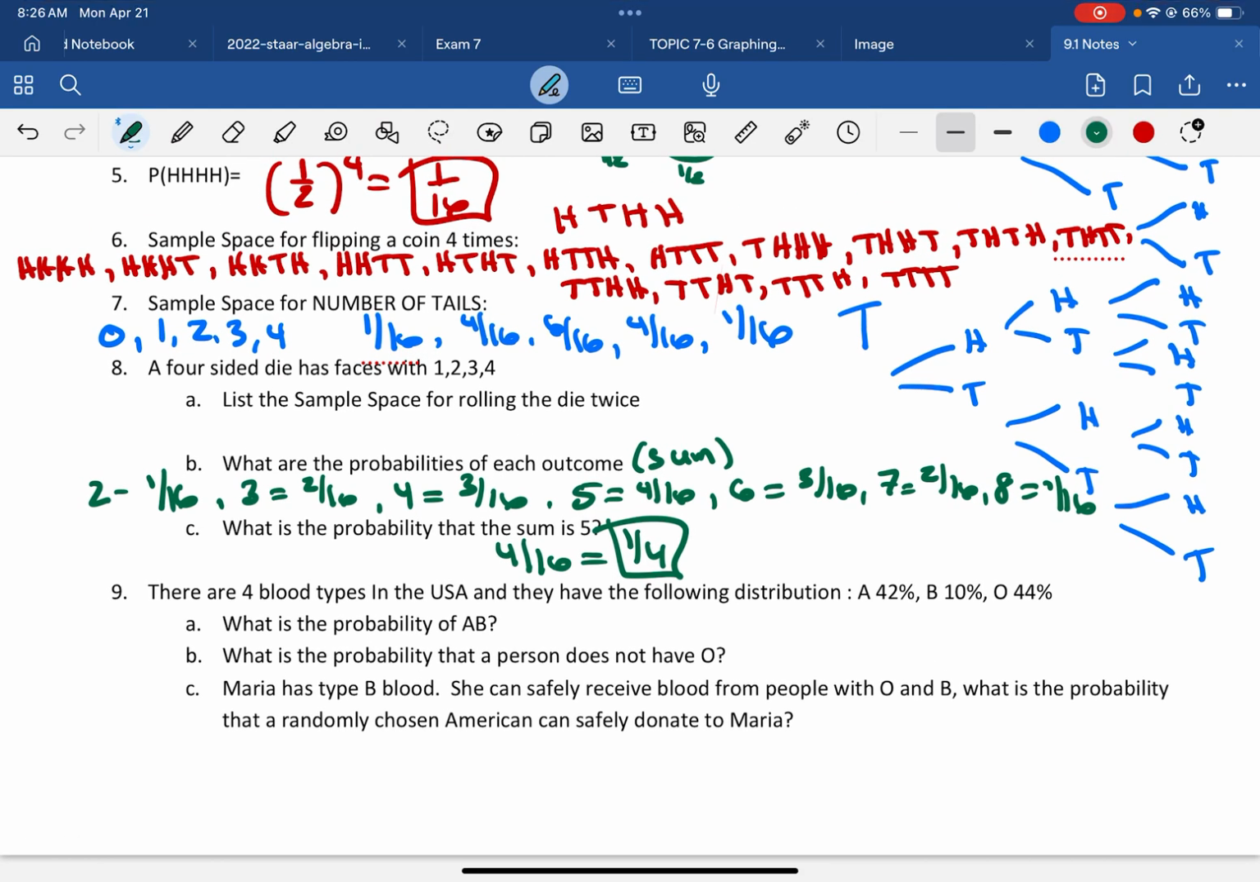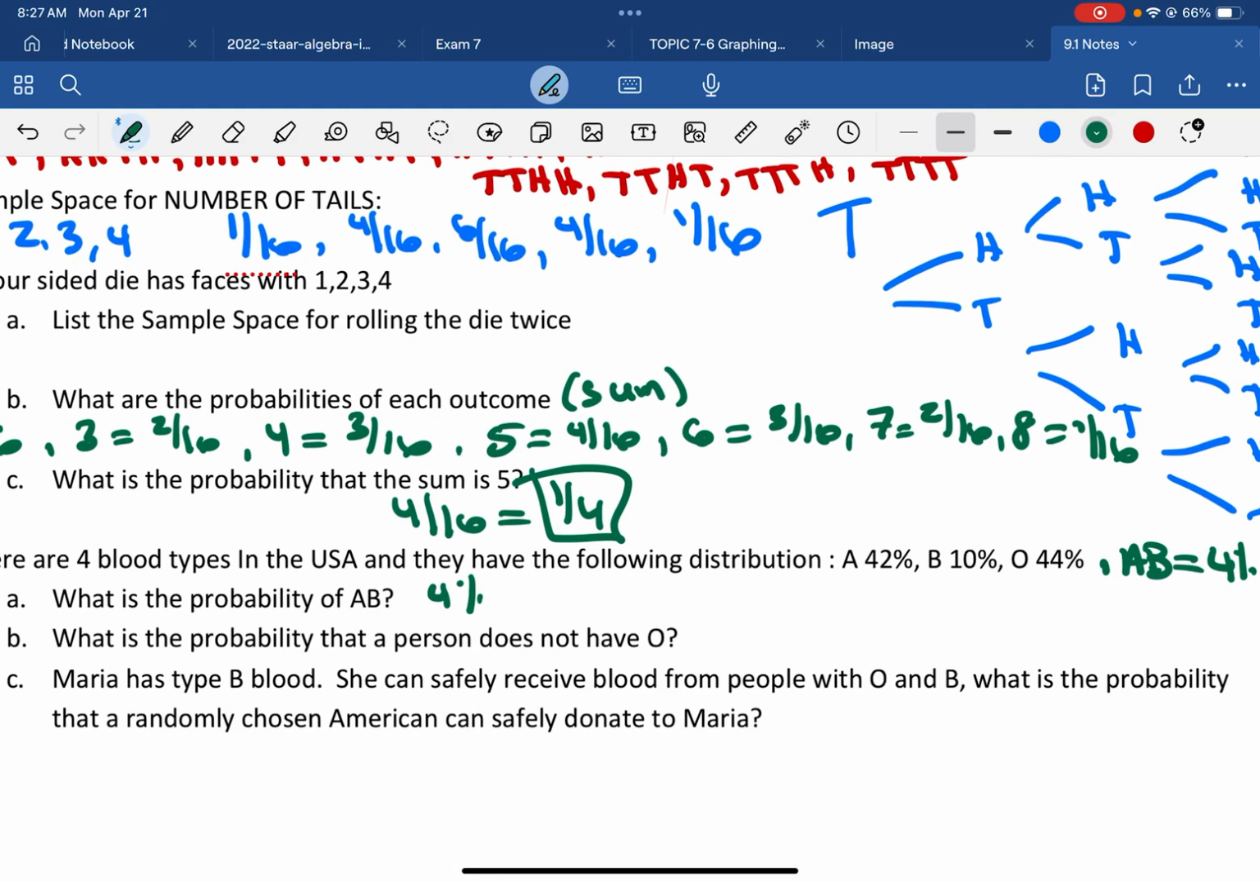Last question. It says there are 4 blood types in the USA. They have the following distributions. Type A is 42%, type B 10%, type O is 44%. So the only one we're missing is type AB. You do some arithmetic, figure out how much is left. Only 4% have type AB. That's the first question. What is the probability of type AB?